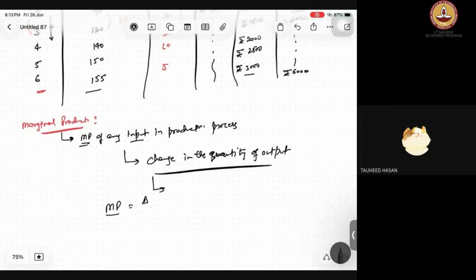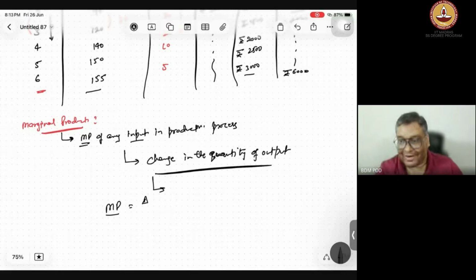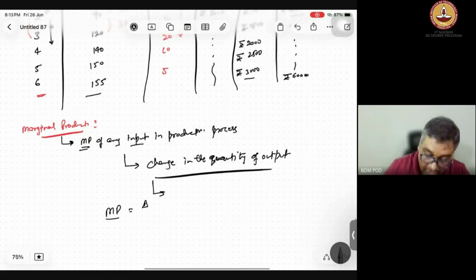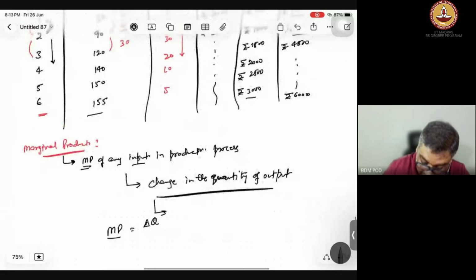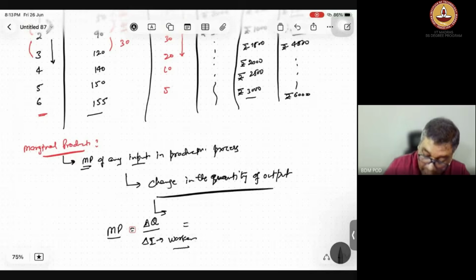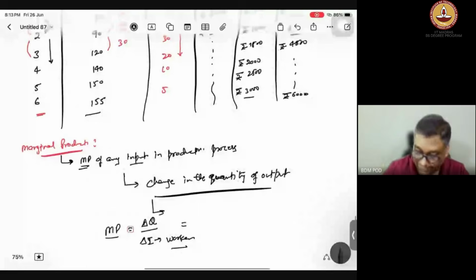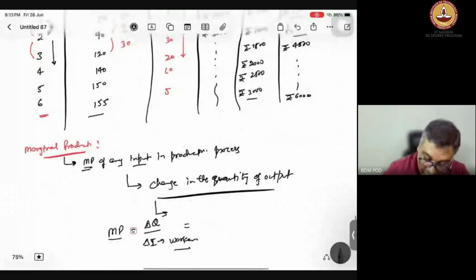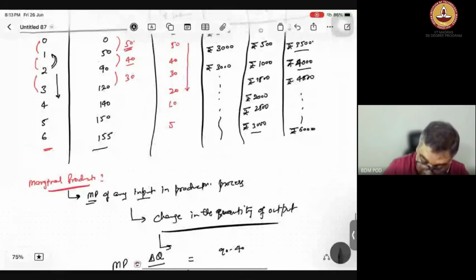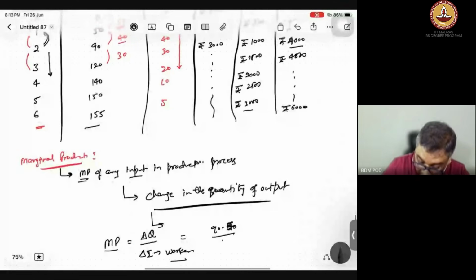Slope is output divided by input. How much change in quantity is happening because of the change in your input, that is workers. If you can see here, from 1 to 2 is 1 unit. So how much change is there? It is 90 minus 50 divided by 2 minus 1. So what is your change? It is coming out to be 40.